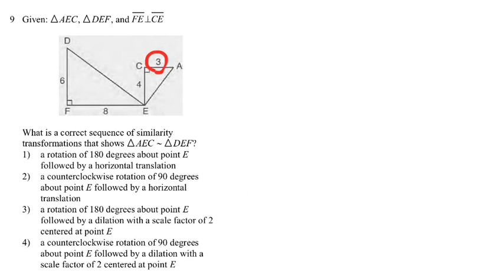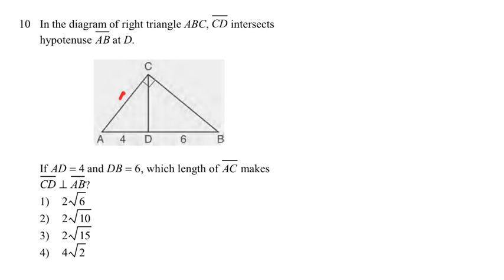Alright, let's move on to the next question, number 9. So we have two triangles given, and FE is perpendicular to CE. We realize that we see similarities here, but how can you have a similarity between the small triangle and the big triangle? In fact, you can see that we can rotate that triangle to the left, and then expand it, then it would be the big triangle that we see over here. Alright, so there would be choice 4.